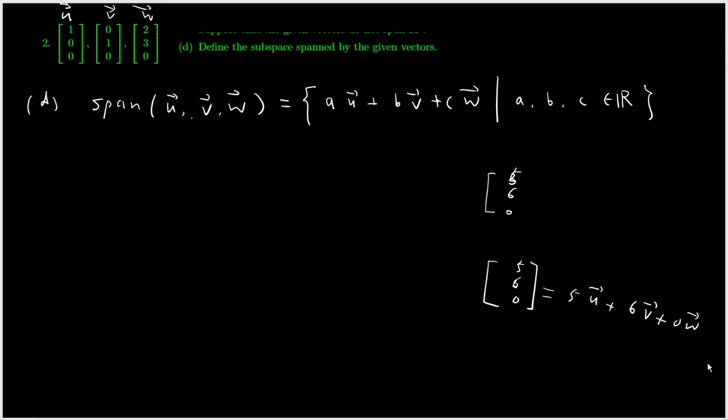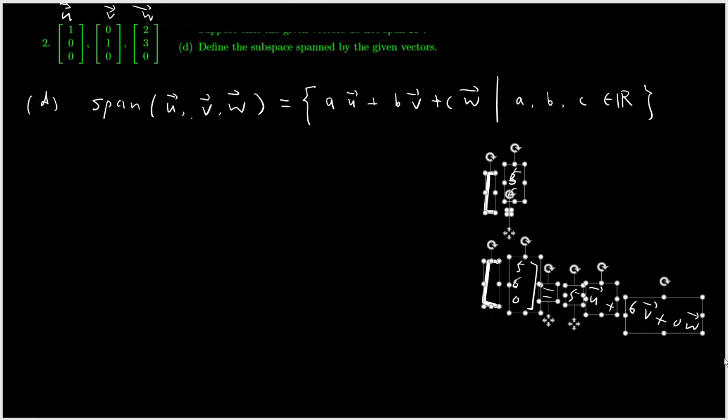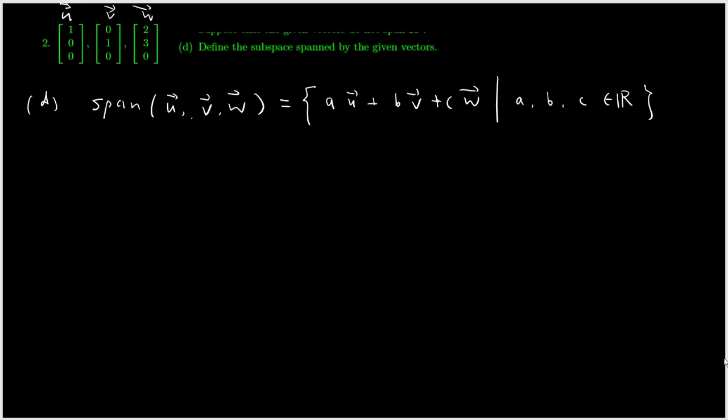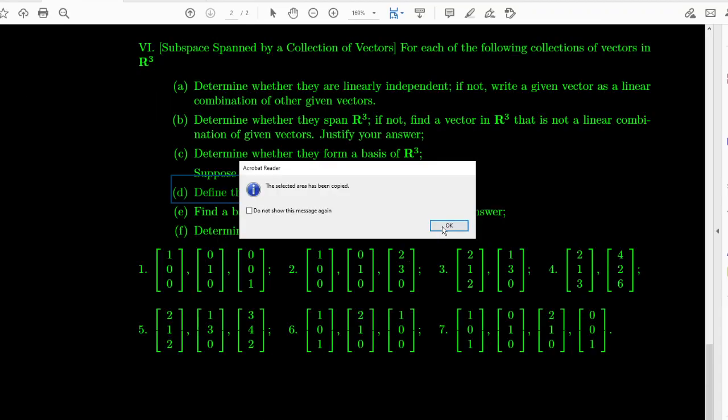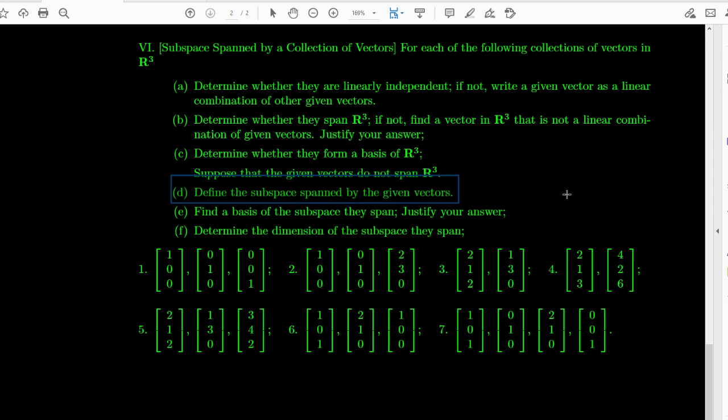That little question is designed to show you the meaning of the spanning set. It's called the subspace spanned by the given 3 vectors u, v, and w. Okay, so we're done with question D. We'll move on to question E. In question E, we are trying to get a basis of the spanning set.